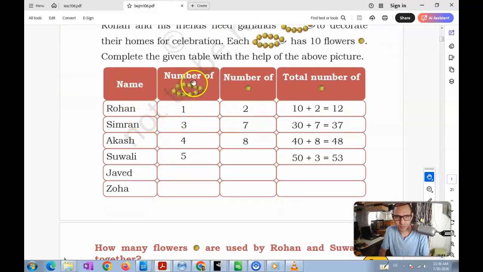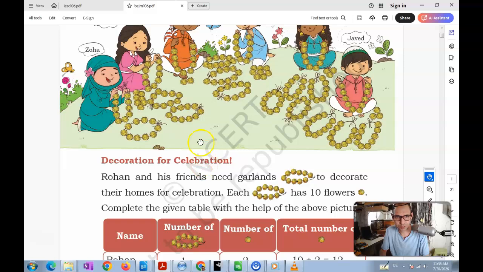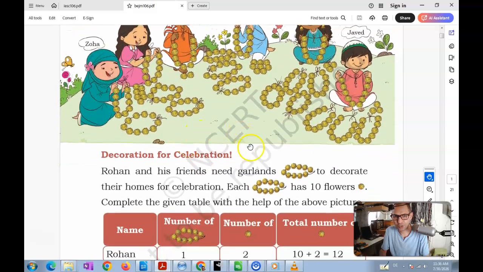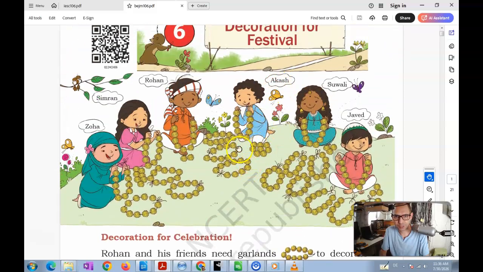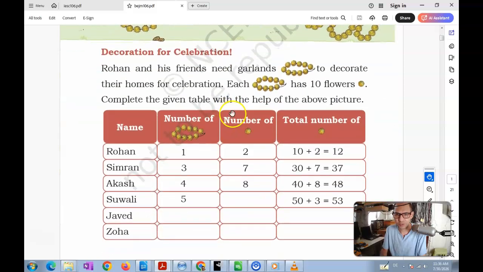And for example, this person Javid, or Akash, you see that he has 1, 2, 3, 4, four groups of 10, meaning that he has all of these flowers. What he's done is that he has grouped all of his flowers into groups of 10, and he's gotten 4 groups of 10, and then he's got 8 loose ones, which means that he has 48 flowers in total, right?